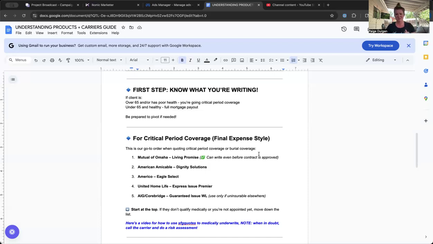Another thing is if their health isn't the best. So if they've had cancer in the last couple years, if they've got some chronic condition, if they've had a heart attack, if they're diabetic with insulin, there's all sorts of things. And you use that SFG quotes tool, the underwriting cheat sheet, to figure that out. But good rule of thumb, if they've got not the best health, you're going to be looking at critical period.